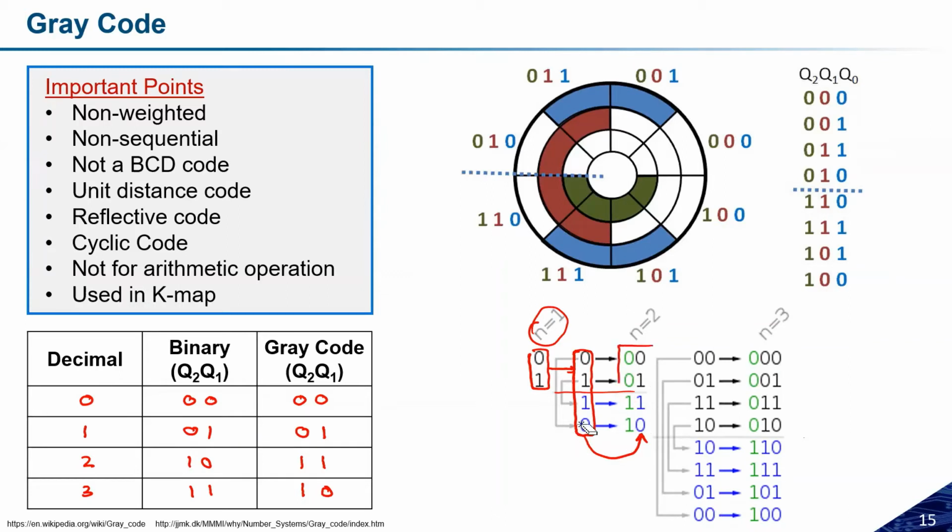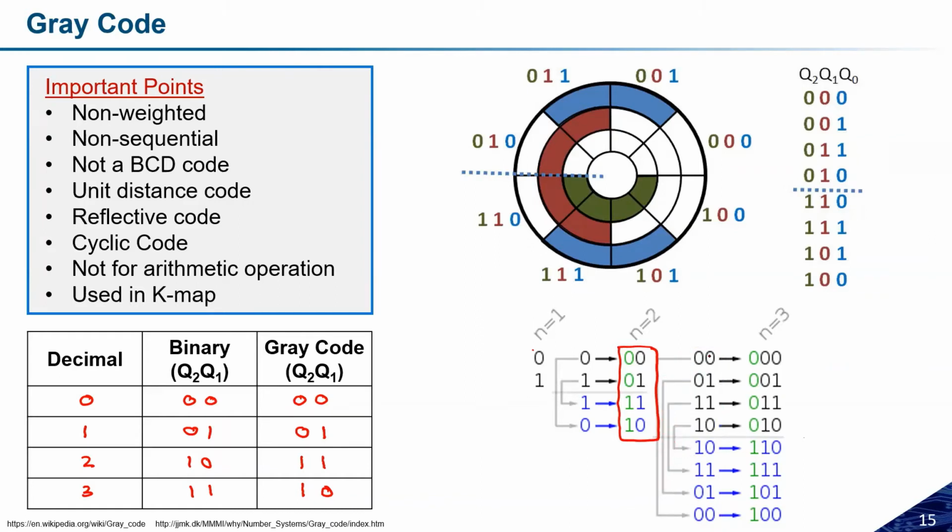Similarly, if I'm talking about n is equal to 3, then whatever number I got for n is equal to 2, I have to replicate it as it is. And then I have to make the reflection. So this 1 0 will be here, 1 1 will come next, 0 1 will come next, and the 0 0 will come at the last. So this is how we can reflect this code.